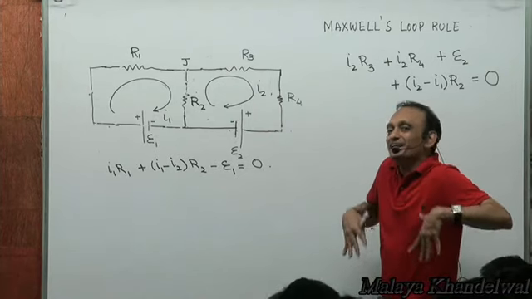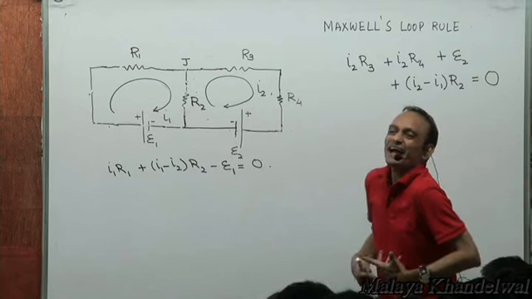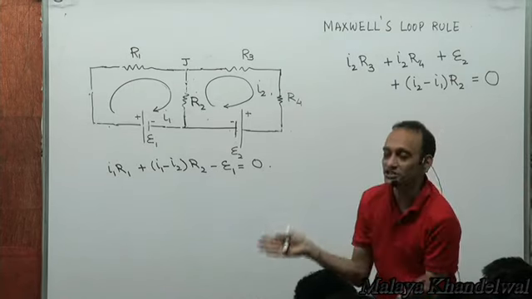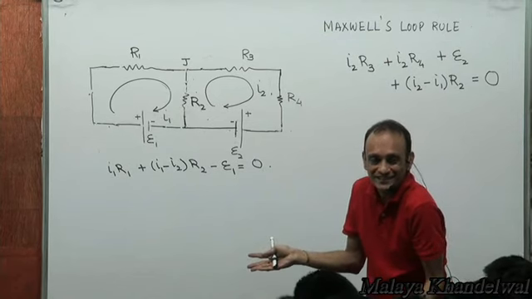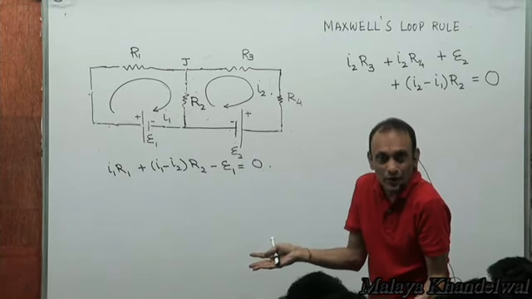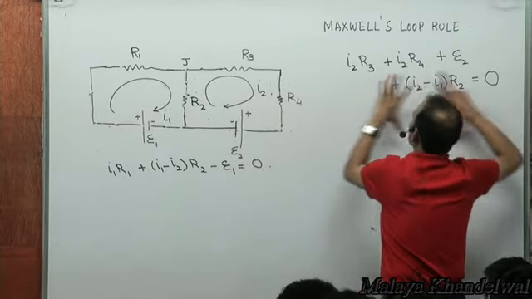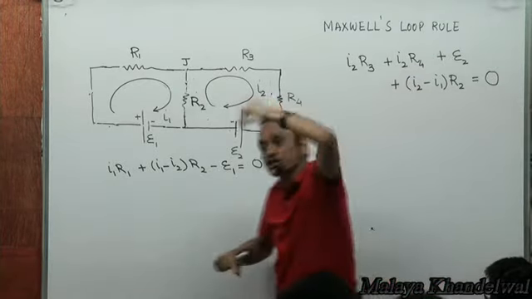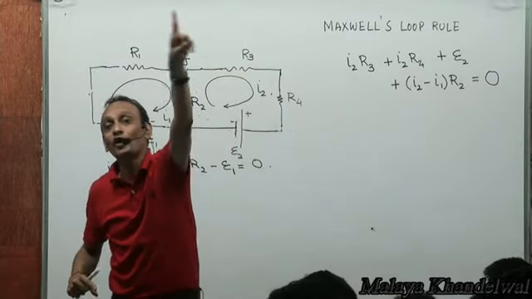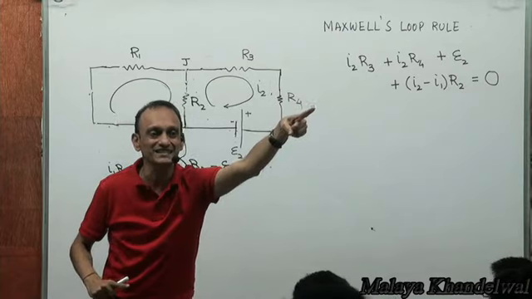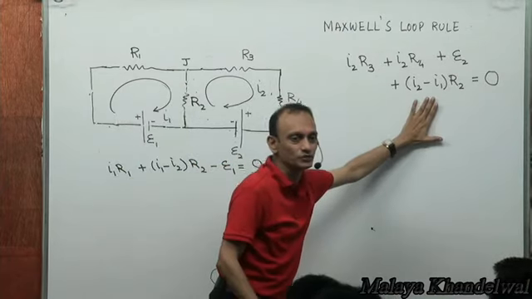Now the merit in using a loop rule is that I don't have to bother myself about junctions. See, I have not bothered about junctions here. So when there are multiple loops, there could be a third loop, a fourth loop, a fifth loop. I can just take loop currents and I will not have to bear the headache of dealing with the junctions. So I can just solve for I1 and I2.